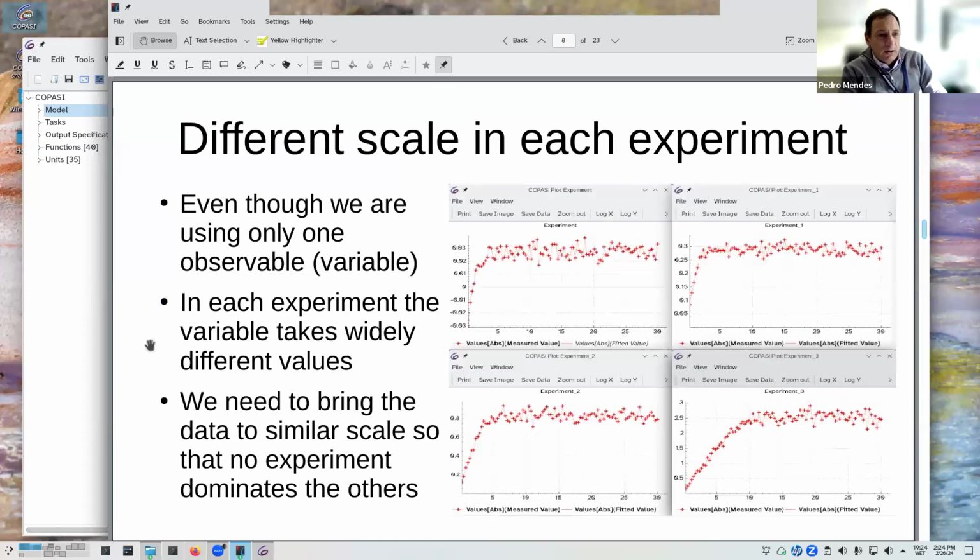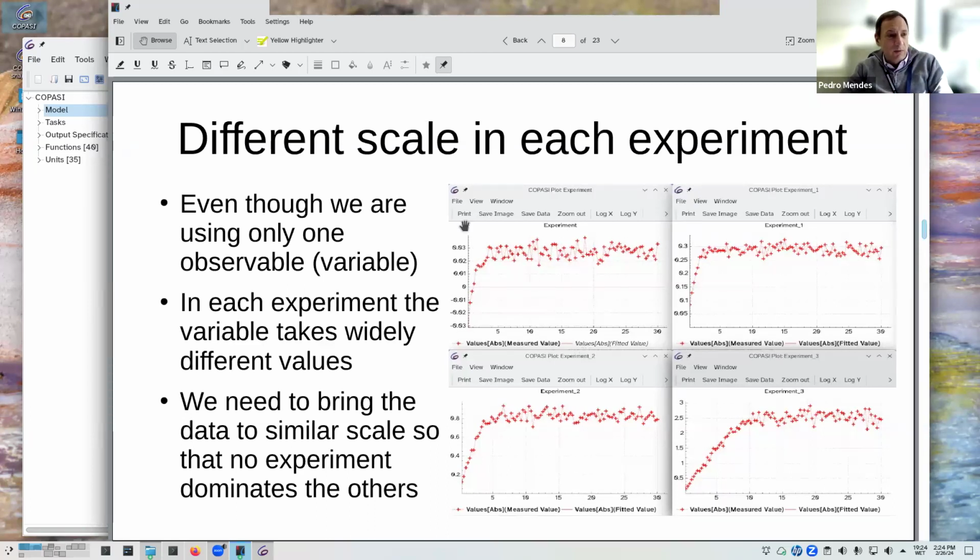So just to give a little bit more of an example, this may even be the same variable. Maybe we have different experiments where we're measuring one variable, and in some experiments it's in tenths of micromolar, and in the other one it's 100 micromolar. So it's the same variable, but it's different concentrations. So the errors are going to be different.